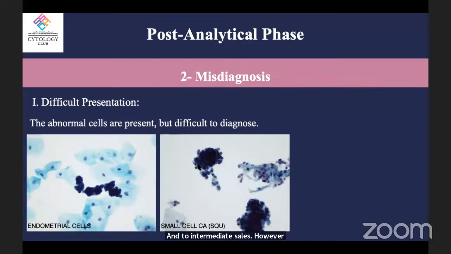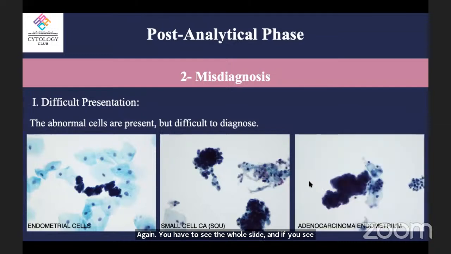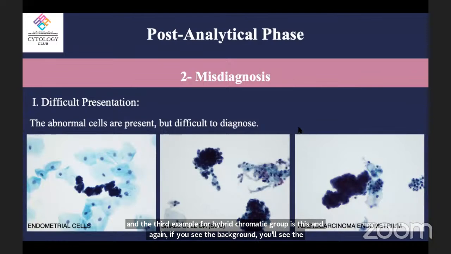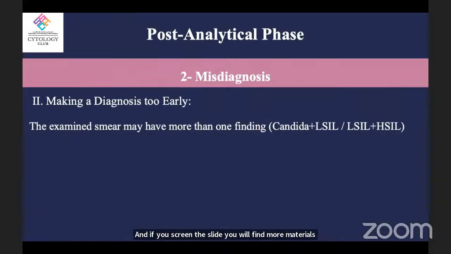However, the next picture shows hyperchromatic crowded groups; actually, this is small cell carcinoma. Again, you have to see the whole slide, and in the background you can see the tumor diathesis. The third example of a hyperchromatic group is this adenocarcinoma. And again, if you look at the background, you will see abnormal glandular cells. If you screen the slide, you will find more material to lead you to the correct diagnosis.